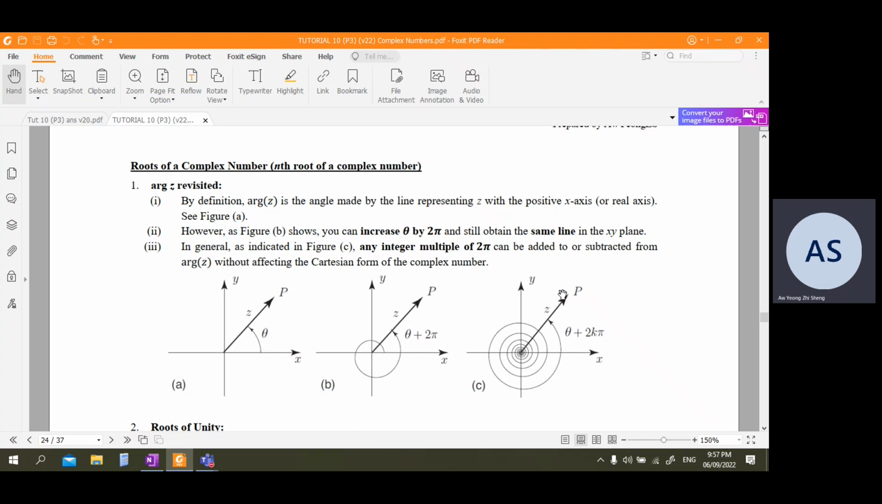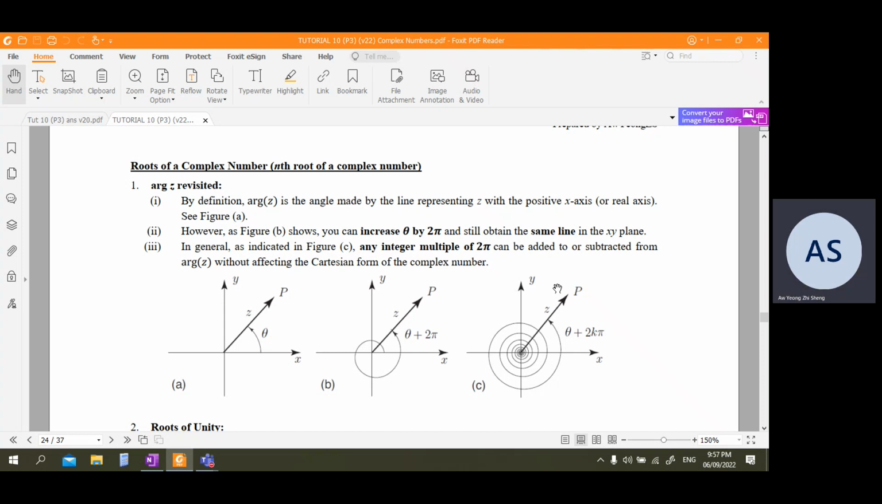This is actually not something totally new, because earlier on page 8 of this chapter, we have learned about square roots of a complex number. Here, we are just expanding our study to include nth root in general, which means we will learn how to find cube root, fourth root, fifth root, and so on for a complex number.